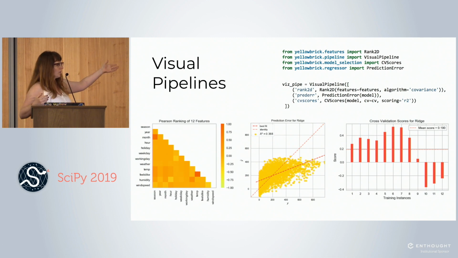Let's say we start with some kind of rank 2D visualization of our features to look for covariance relationships, and then we do some kind of regression, we plot our prediction error, and then finally, before we start doing hyperparameter tuning, we look to see, using cross-validation, if there are subsections of our data set where our classification or our regression performed worse.